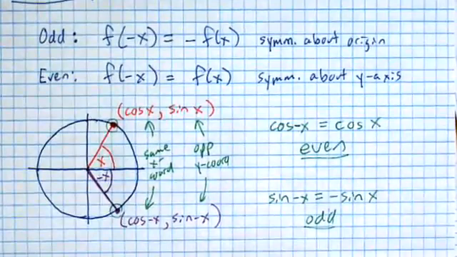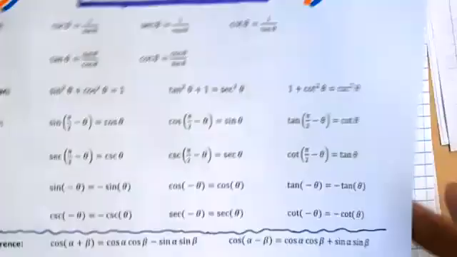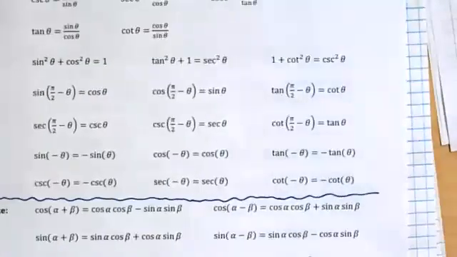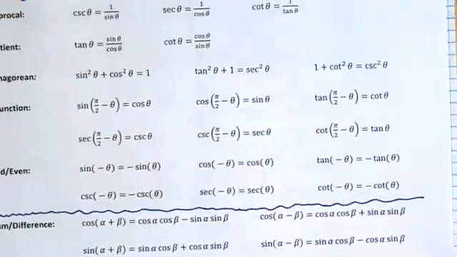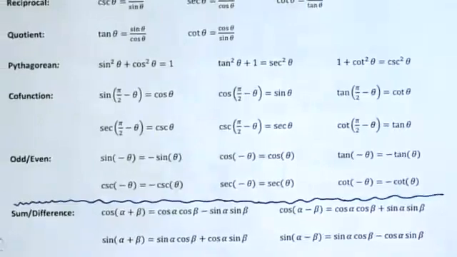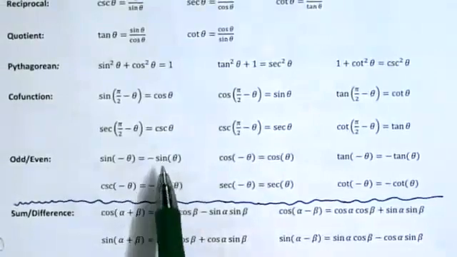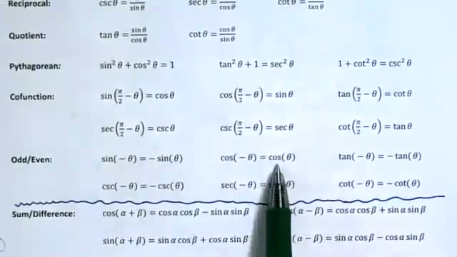So that's where these ones come from. When you're looking at your sheet there, you've got your odd and even functions. And it turns out that sine is odd and cosine is even. And so that's where this comes from. The sine of the negative angle is equal to the negative of the sine of the angle, and the cosine of the negative angle is equal to the cosine of the original angle.